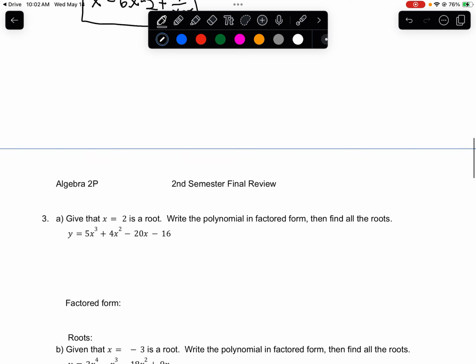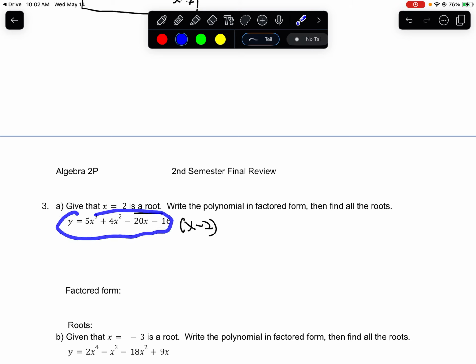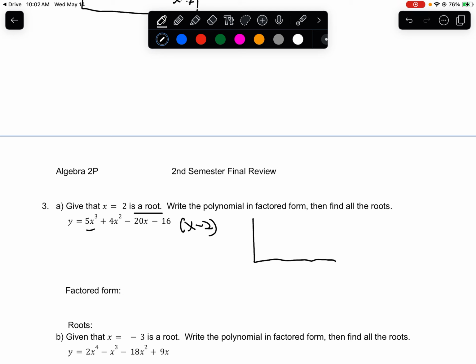All right. They give you the fact that x equals 2 is a root. That means x minus 2 is a factor. So what we're going to do is take this polynomial and divide it by x minus 2. And I'm going to do it by the synthetic division process. So remember, we do this, and we write the numbers 5, 4, negative 20, and negative 16. Okay. I always draw this line because I know that whatever's here is going to be the remainder.